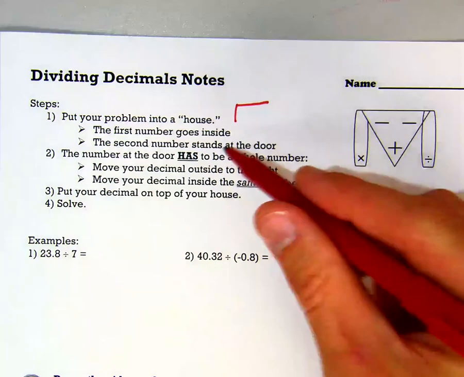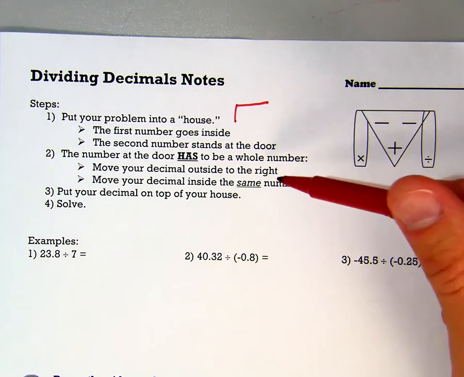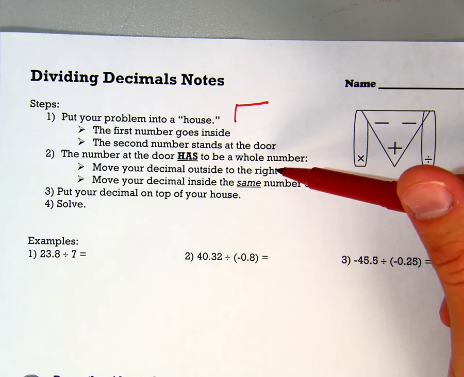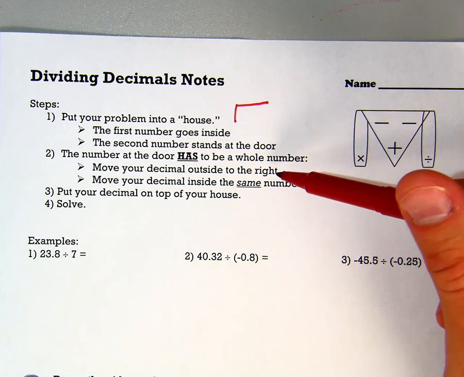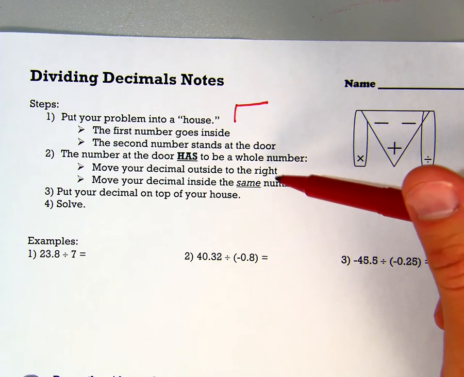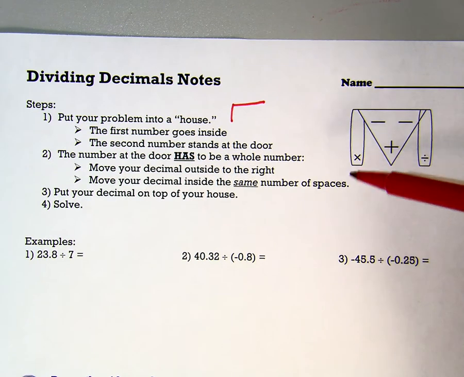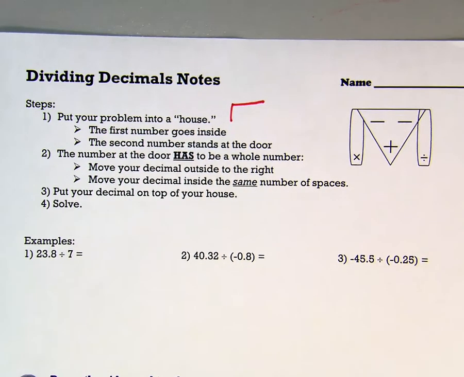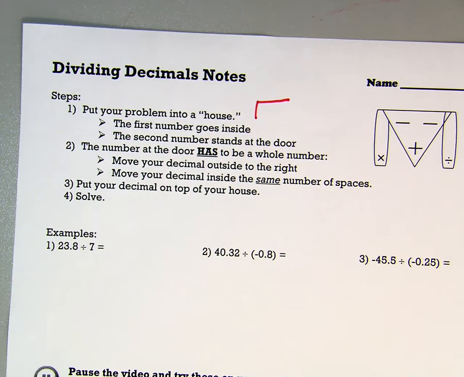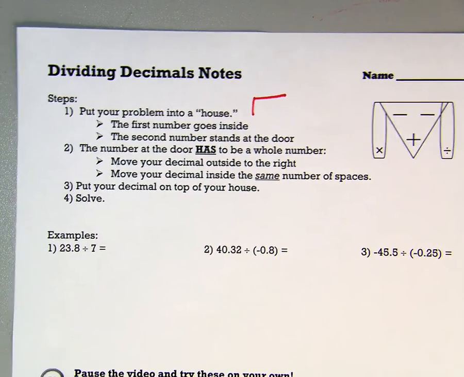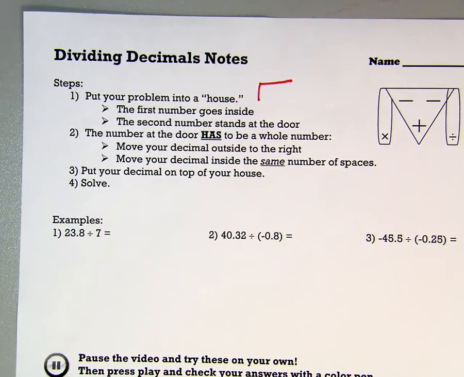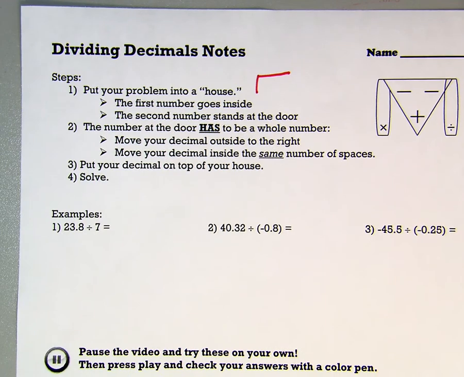The number at the door has to be a whole number, so we're going to move our decimal outside to the right. Whatever we move our decimal outside to the right, we have to do the same on the inside. Let's do some examples so you can see what that is. If you don't have this copied down yet, make sure you pause the video. Number one here: 23.8 divided by 7.